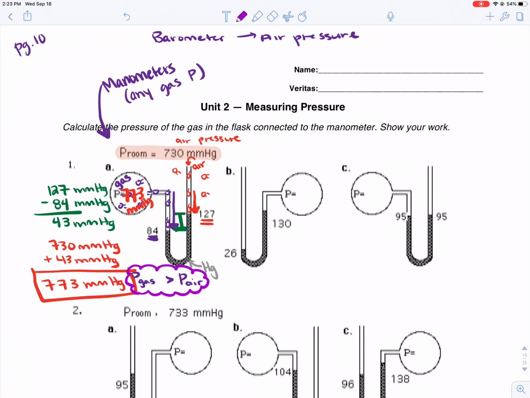So always go back and check your work and say, did I get an answer that matched what I said should happen? We said the pressure of the gas should be greater. Did we get an answer that matches that? And we did.